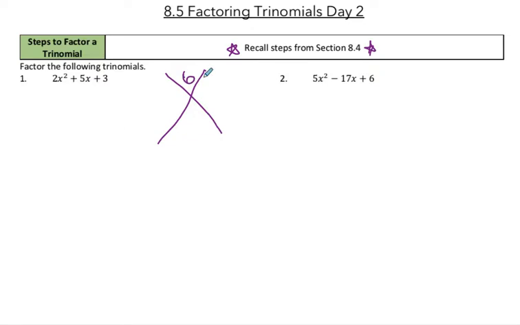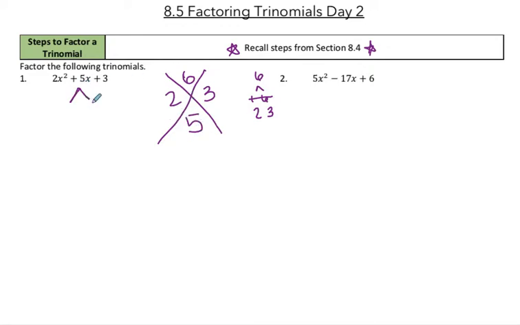So now I want to find two numbers that multiply to 6 and add to 5. Thinking about the factors of 6, I have 1 and 6. I can make 5 here, but I would have to have subtraction, and since this is positive, they have to be the same sign. Another way that I can make 6 is 2 and 3, and those two multiply to make positive 6 and add to make positive 5.